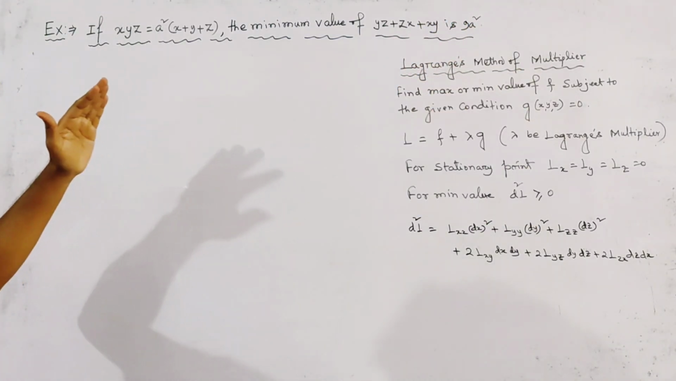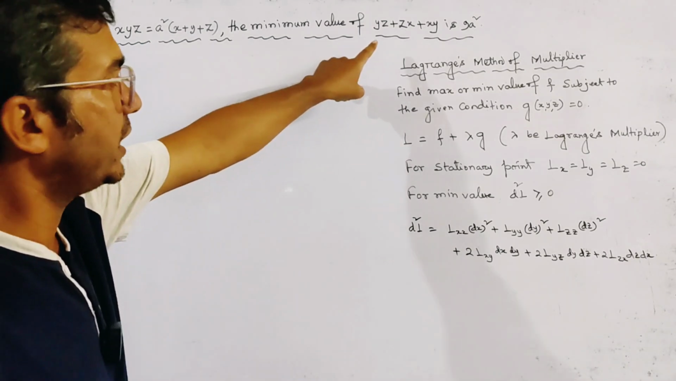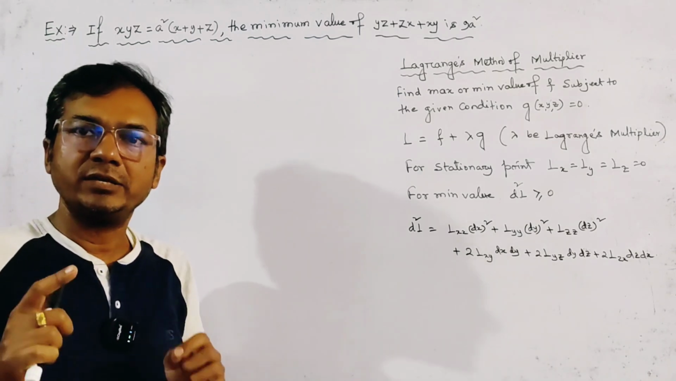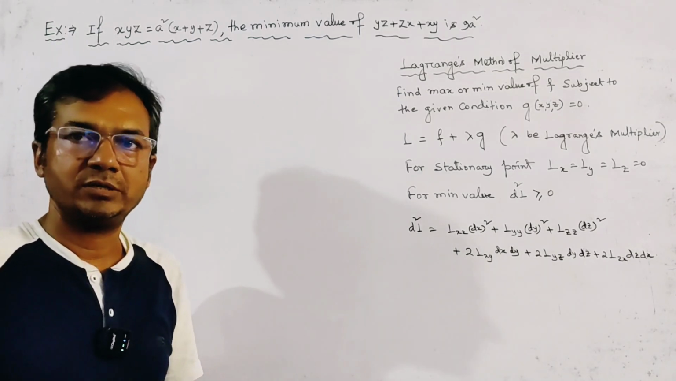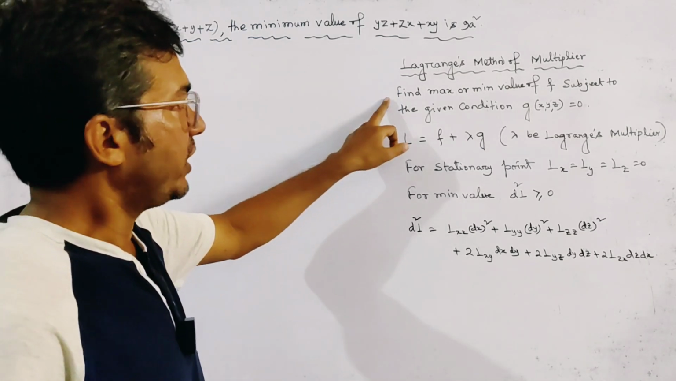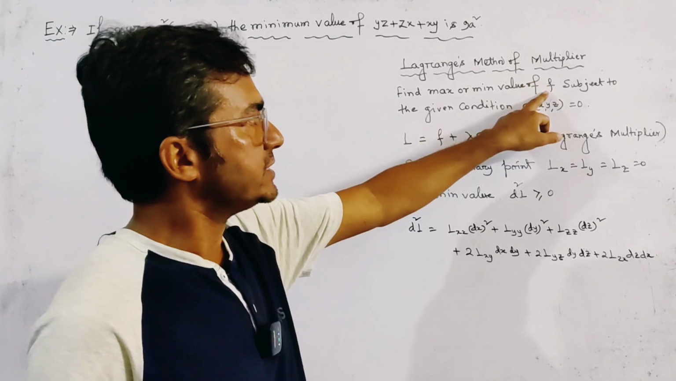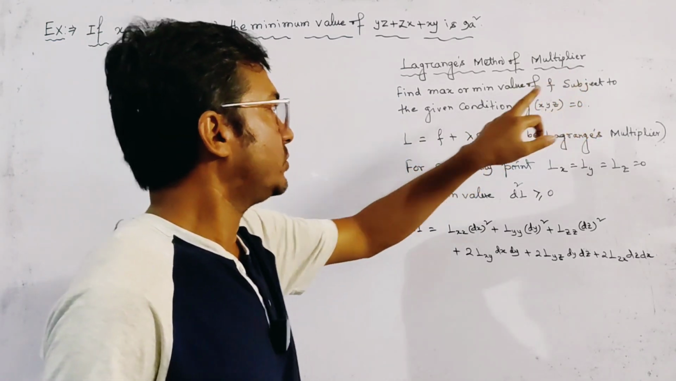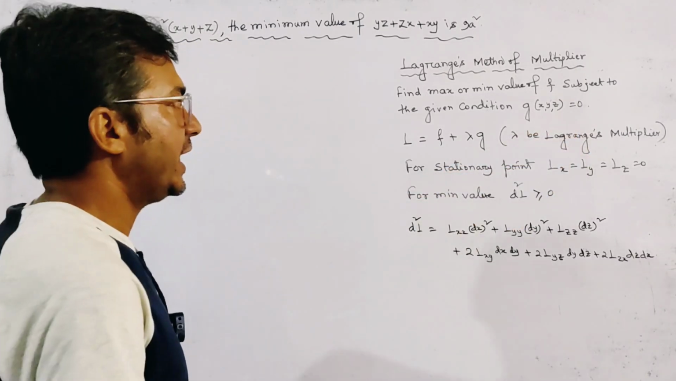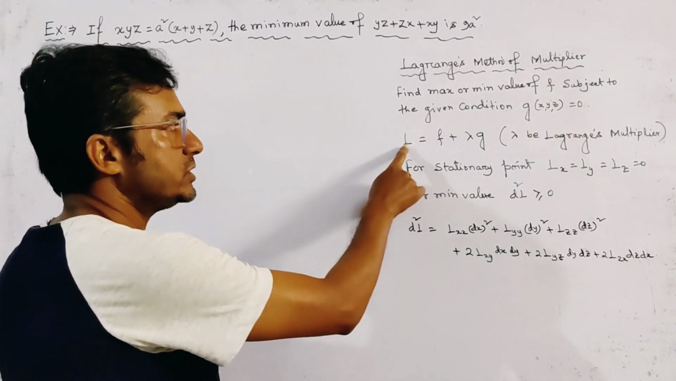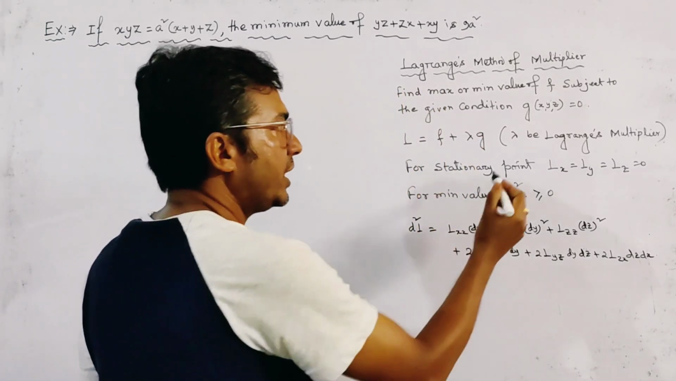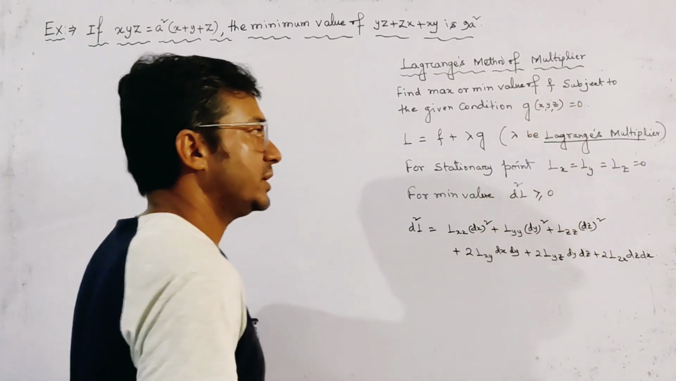To find the minimum value of this expression, we use the Lagrange method of multipliers, also called the Lagrange method of undetermined coefficients. What is the Lagrange method? The summary of this method is that we have to find the max or min value of a function f subject to the condition g of xyz equals 0. We first find the Lagrangian function, given by L equals f plus lambda into g, where lambda is the Lagrange multiplier.